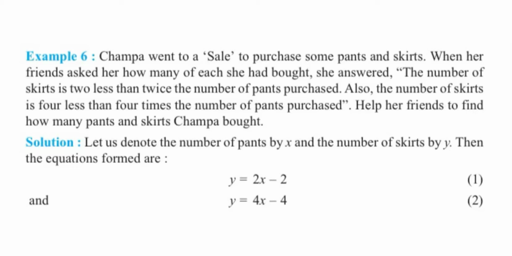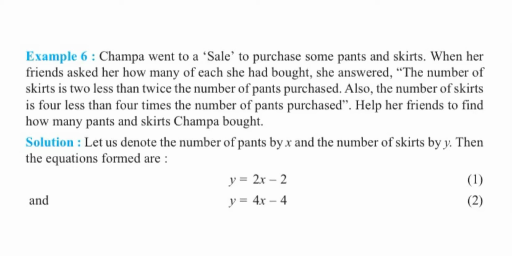When her friends asked her how many of each she had bought, she answered, the number of skirts is 2 less than twice the number of pants purchased. Also, the number of skirts is 4 less than 4 times the number of pants purchased. Now here you can see that the condition given to us is related to the number of pants and the number of skirts she purchased. So let x be the number of pants she purchased and y be the number of skirts she purchased. Now let us see the first condition.